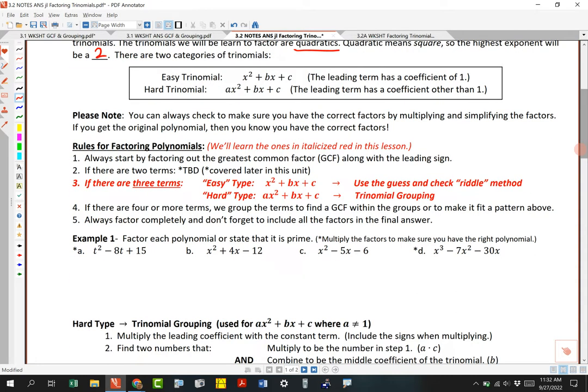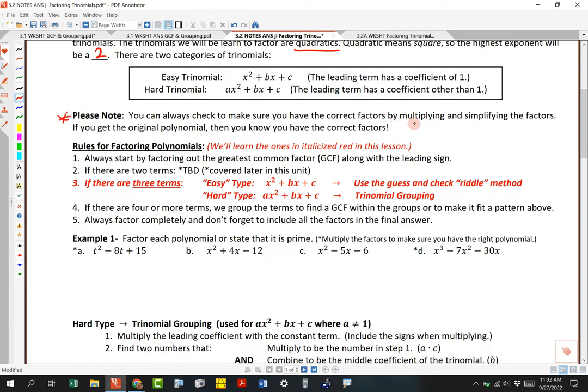I've got this list of how we factor here. So again, we're only going to learn this stuff that's italicized and highlighted in red. So we're only going to be factoring 3 terms today, but the other stuff is still true. Remember, you always want to take out the GCF if you can. That's going to make it easier. Okay? I don't think we're going to run into anything with 4 terms, but we always want to make sure that we've factored completely. Okay? That's rule number 1 and rule number 5. Take out the GCF. Always make sure you factor completely and include all the factors in the final answer. Okay? And then this note right here.